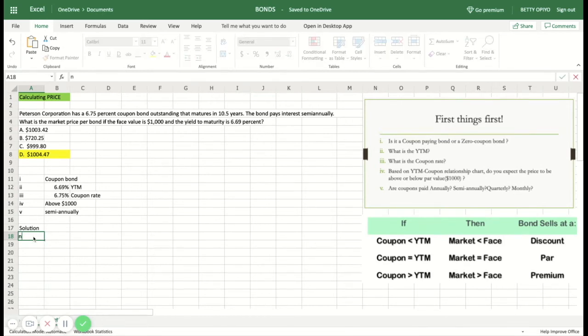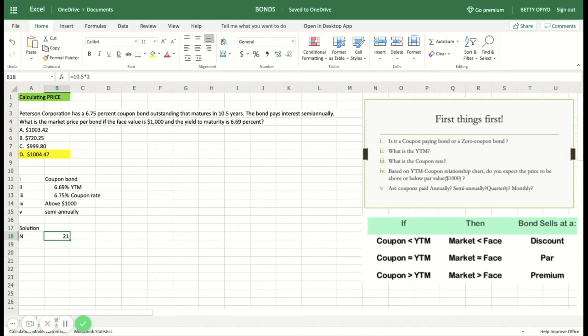So we have N, the number of periods. It's 10.5 years, but remember we said that if the number of years is given as 10.5 years and the bond pays coupons semi-annually, it means that the coupons are paid twice a year or every 6 months, which means that in 10.5 years we'll have 10.5 years times 2, we'll have 21 payments in total. Okay, so N, or number of periods, will be 21.